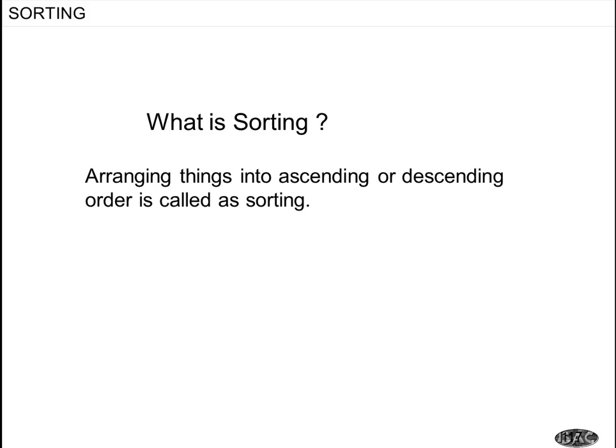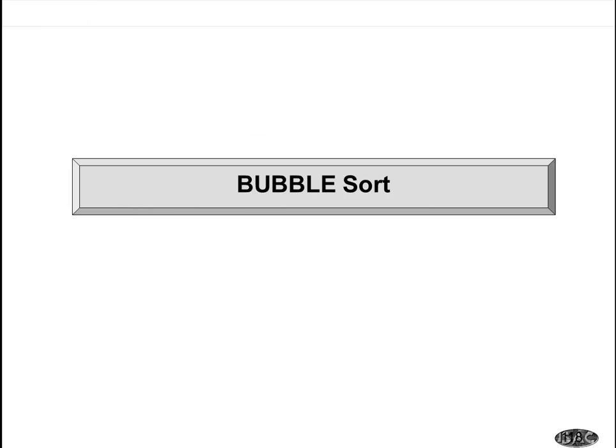So what exactly is sorting? It is a very simple concept. Arranging things into ascending or descending order is called sorting. So very simple, there is not much complication there. And we'll start with one of the oldest sorting mechanisms called bubble sort.